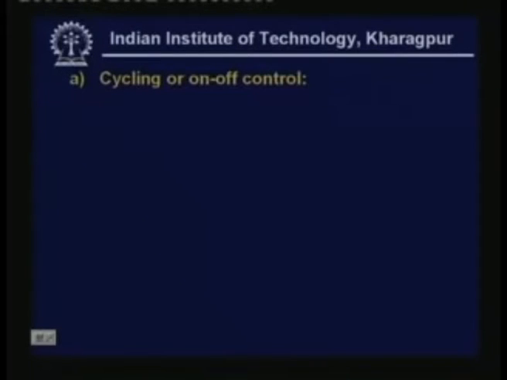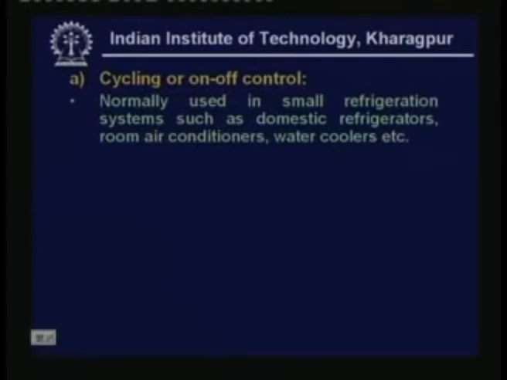First, let us look at cycling control or on-off control. This type of control is normally used in small refrigerant systems such as domestic refrigerators, room air conditioners, and water coolers. I am sure that all of you must have noticed that domestic refrigerators or room air conditioners are cycling devices. That means once the required temperature is achieved inside the refrigerator, the compressor is simply switched off. Okay, and after some time the compressor again is switched on.